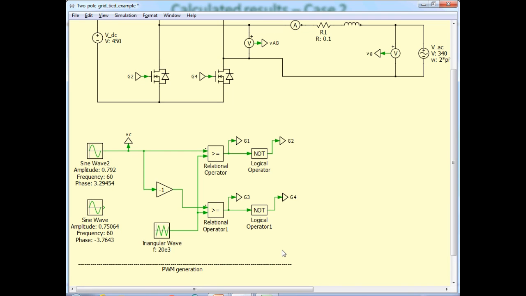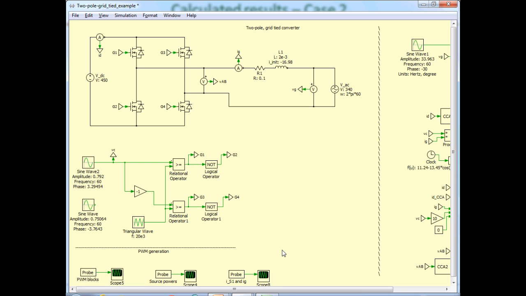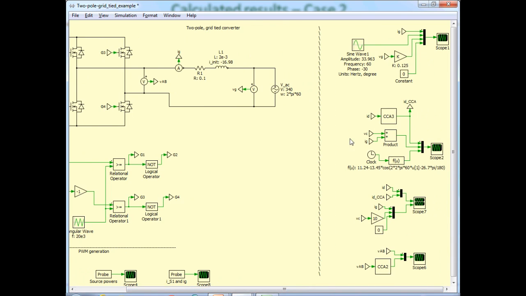Okay, and the rest of the circuit, let me zoom out. So what is shown here are all scopes and probes for monitoring various waveforms. I will explain each one of them as we run the simulation and begin to look at these various scopes.